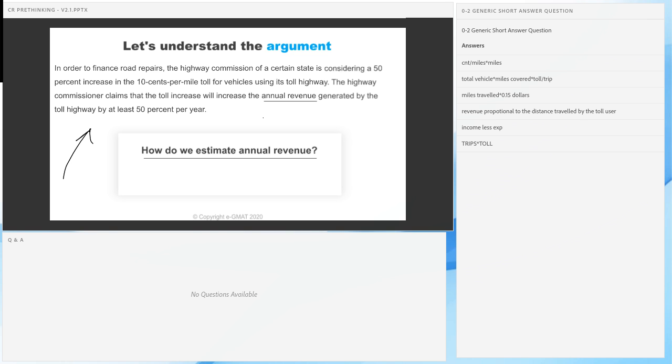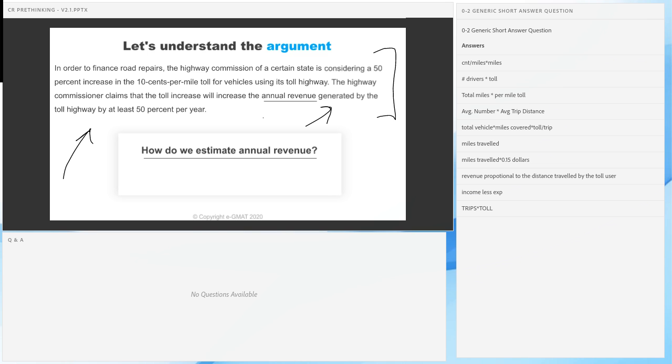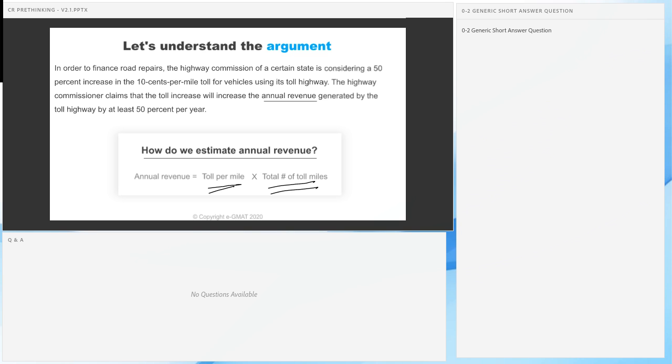And you can really see total vehicles times miles. As you see over here, there are no trips in this case. There are no vehicles in this case. Really, annual revenue in very simplified terms is toll per mile multiplied by total number of toll miles, right? If you were to just read the argument and build that logical relationship, you'd say toll per mile times total number of toll miles. All right. Is that clear? Simple. It's there from the argument itself.